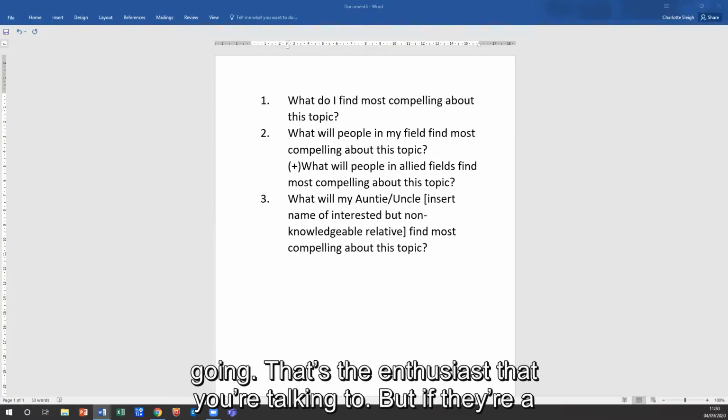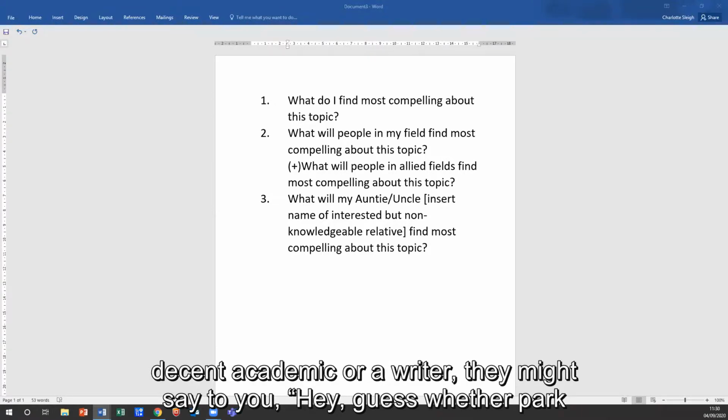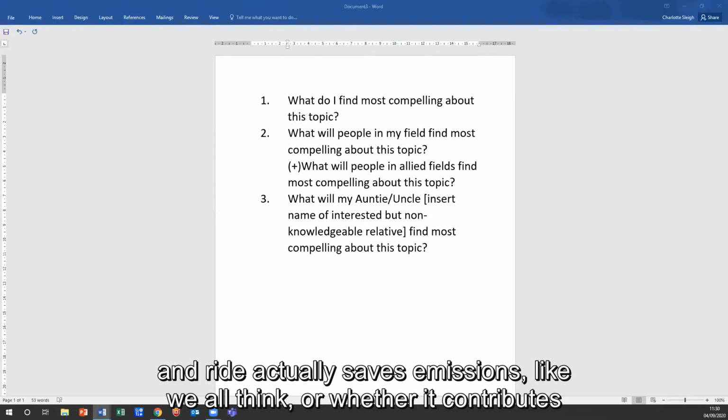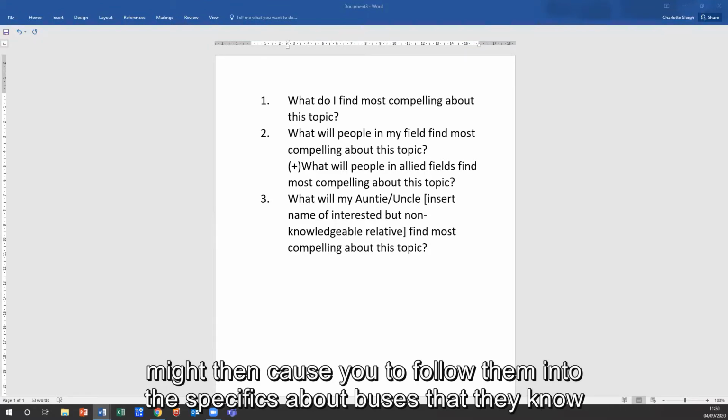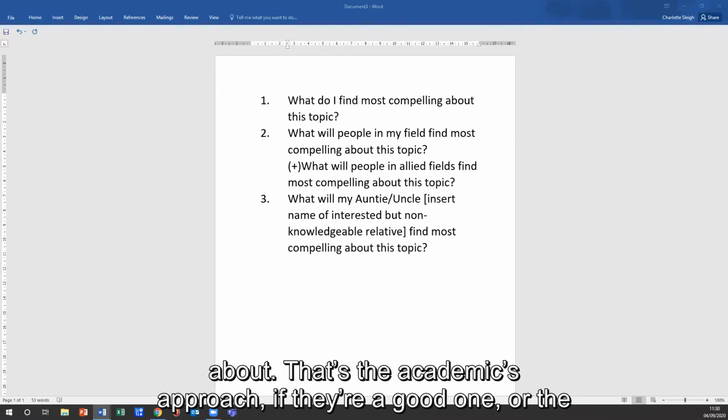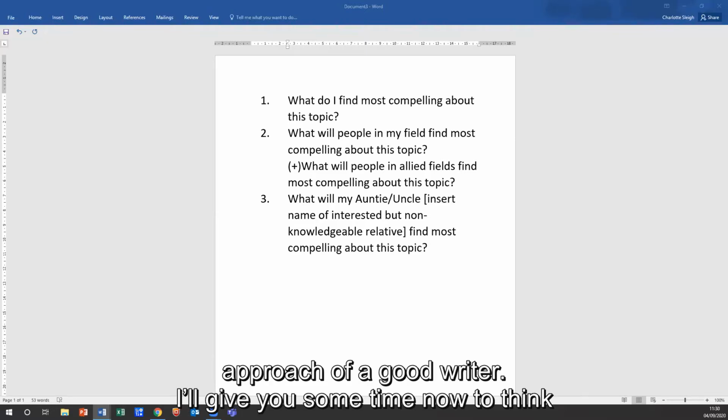That's the enthusiast that you're talking to. But if they're a decent academic or a writer, they might say to you, hey, guess whether park and ride actually saves emissions, like we all think, or whether it contributes to them. Then they've established a likely topic of shared interest, which might then cause you to follow them into the specifics about buses that they know about. That's the academic's approach, if they're a good one, or the approach of a good writer.